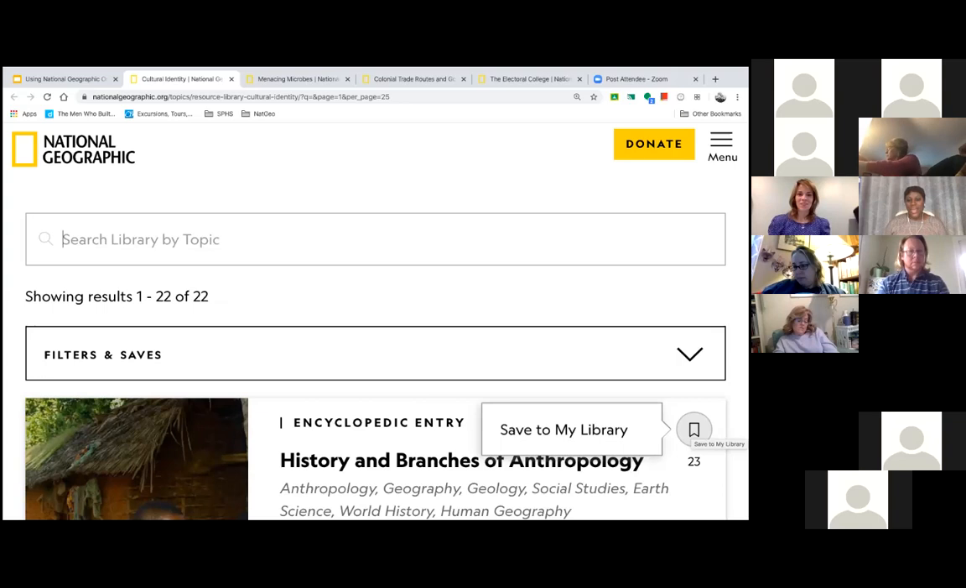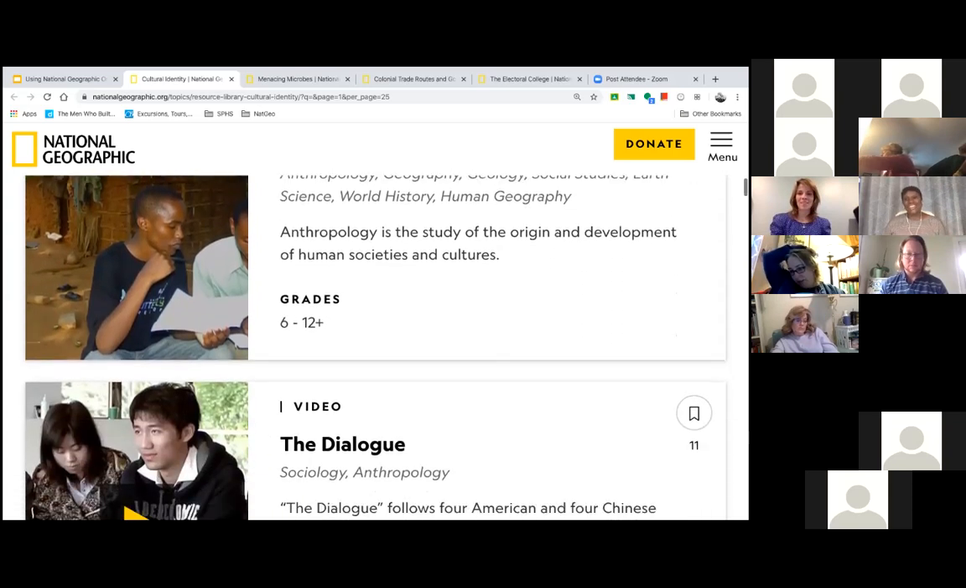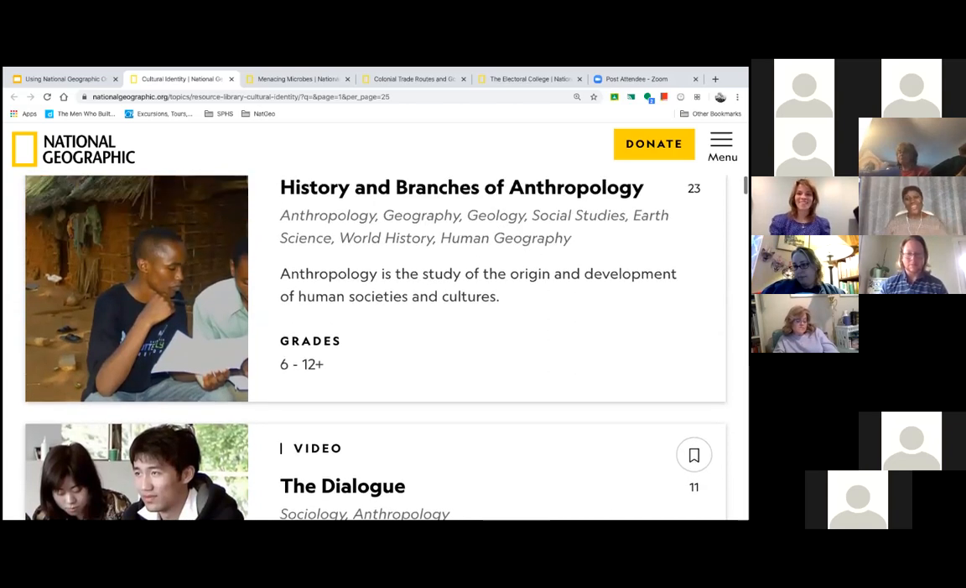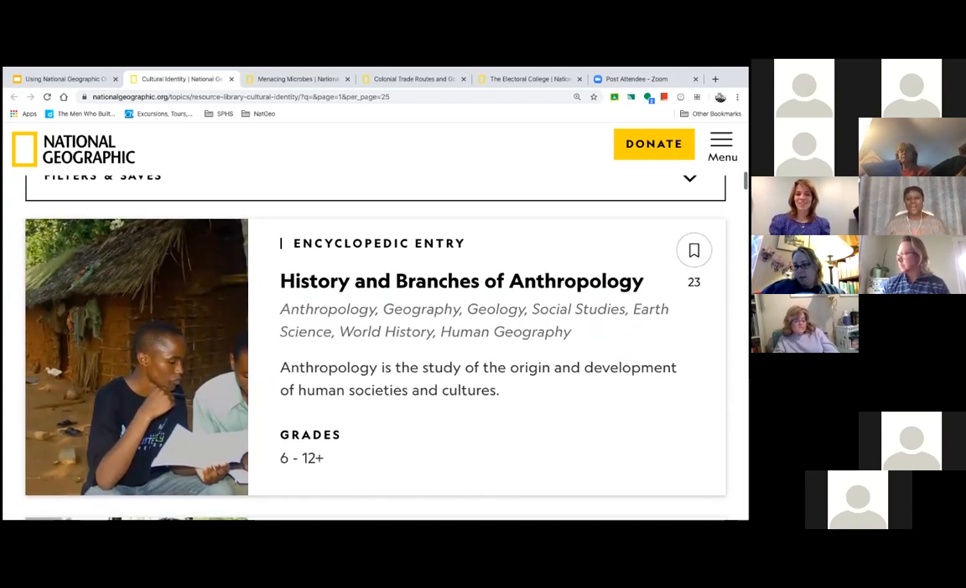And then also one of the other features of the resource library is you're able to see how many other educators might have saved that same resource. So it gives you an indication of the popularity. We like to think that all of our resources are high quality, but at least it'll give you an indication that other people around the world might be looking for those same types of resources that you are as well.